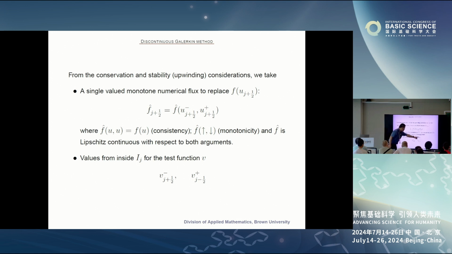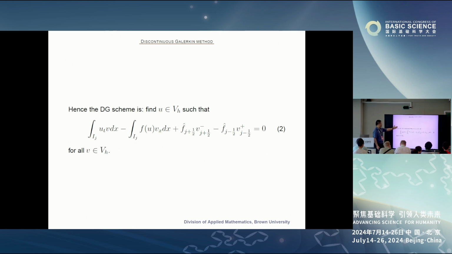Now, this ambiguity on v is simpler. So you just take it from inside I_j. So if you are integrating in I_j, on the right boundary, you take the left limit. On the left boundary, you take the right limit. So take it within the cell for the test function. So these two things are treated differently, notice that. So after that, that's the scheme. I have taken care of these ambiguous boundary terms, and everything else I leave the same. So that's my scheme.